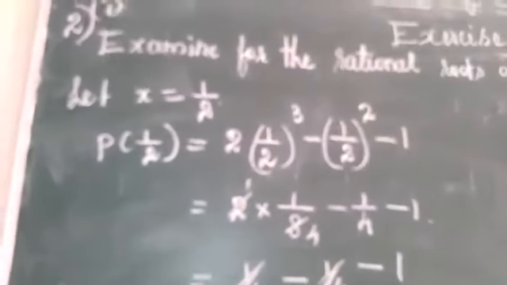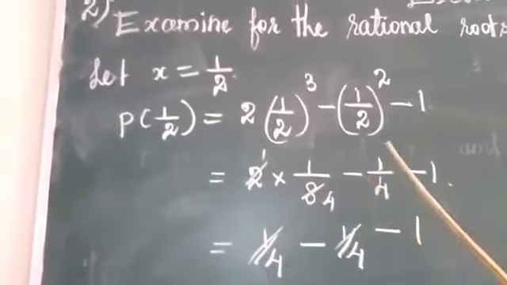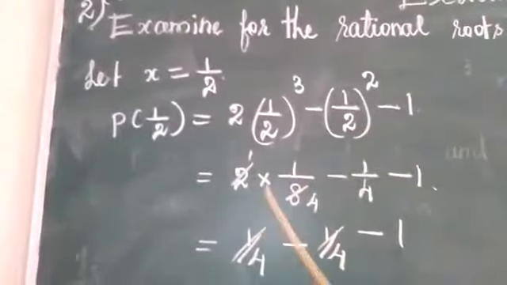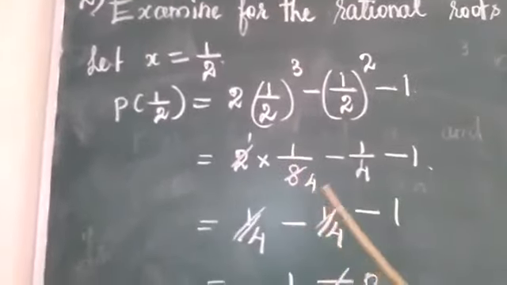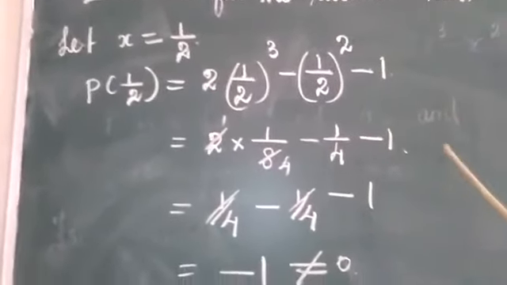Now p of 1 by 2 is equal to 2 into 1 by 2 the whole cube minus 1 by 2 the whole square minus 1. Now 2 into 1 by 2 the whole cube will become 1 by 8, minus 1 by 2 the whole square will become 1 by 4, minus 1.